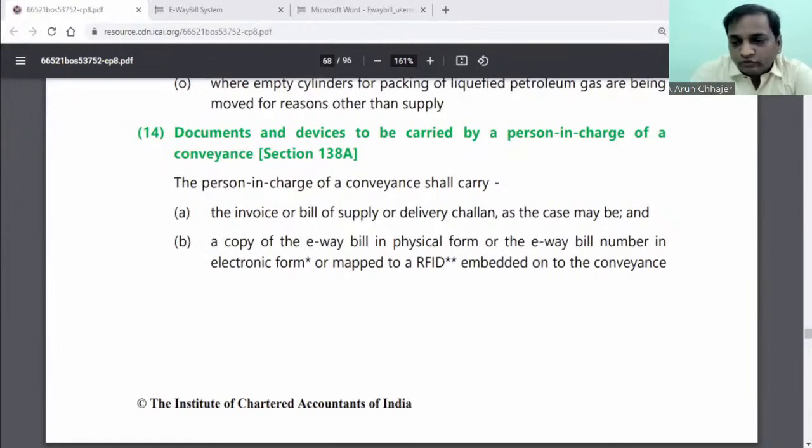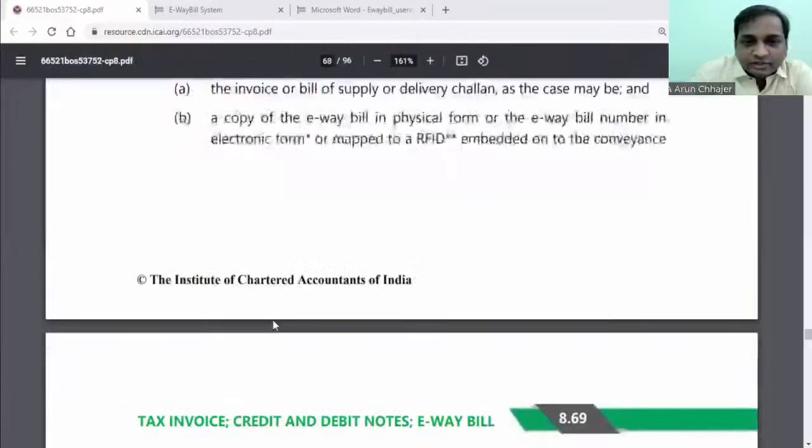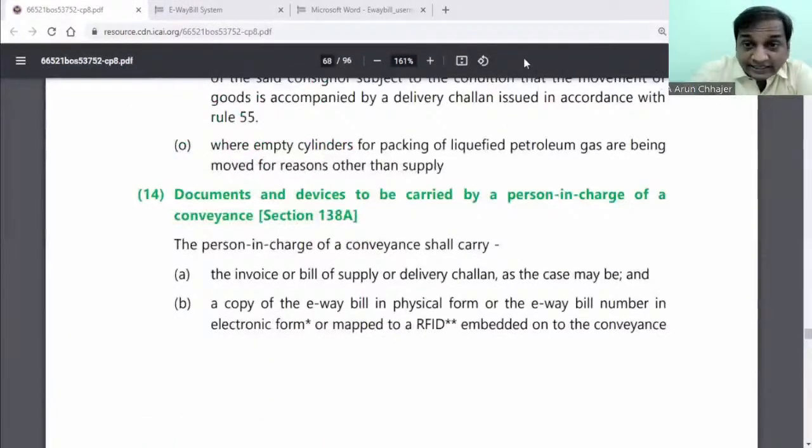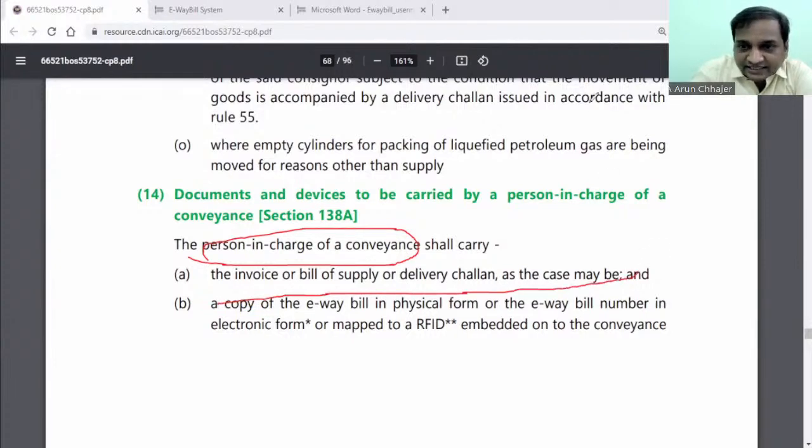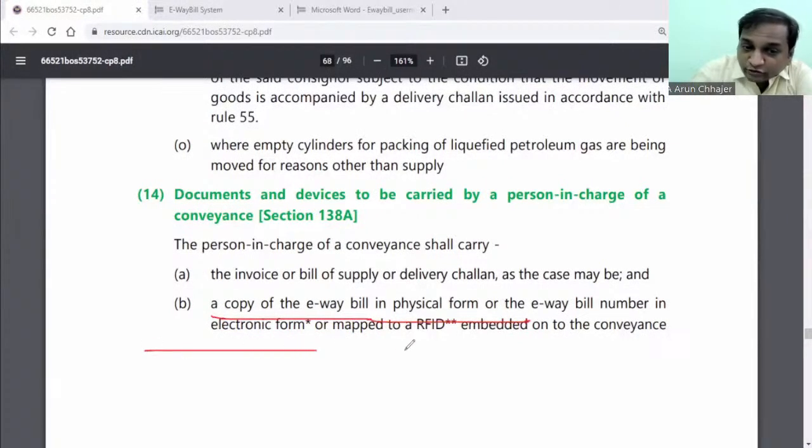Now I can move to the rule 138A. The person in charge of the conveyance shall carry. Now you can expect the question: the person in charge means driver. The person in charge of a conveyance, you can understand the driver of that particular truck, should carry invoice or bill of supply or delivery challan, as the case may be, and copy of the e-way bill in physical form or in electronic form or mapped to the RFID.